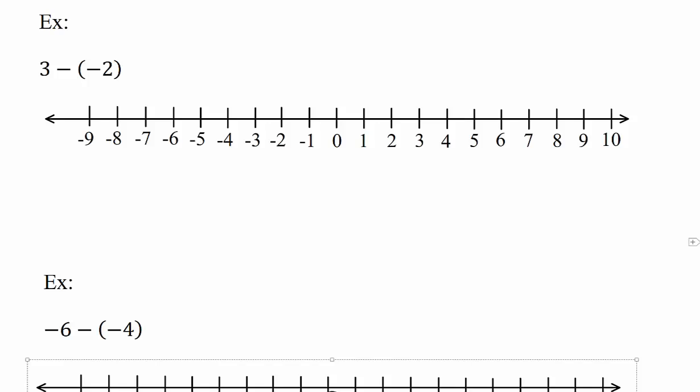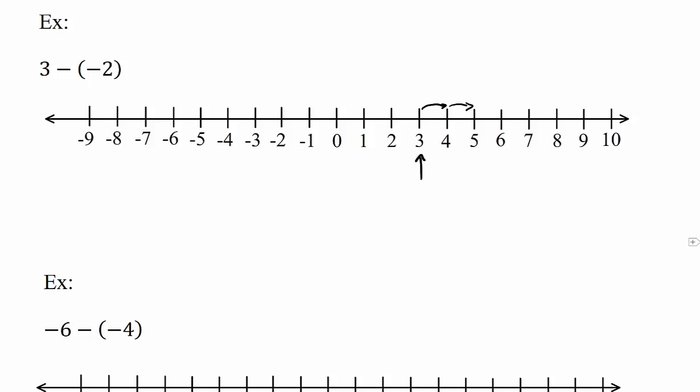Now, what happens when we subtract negatives? Well, we can look at it from a number line perspective that we're starting here at 3. When we subtract positive numbers, we move to the left. Therefore, when we subtract negative numbers, we're going to move to the right. So we're going to move to the right 2 positions.